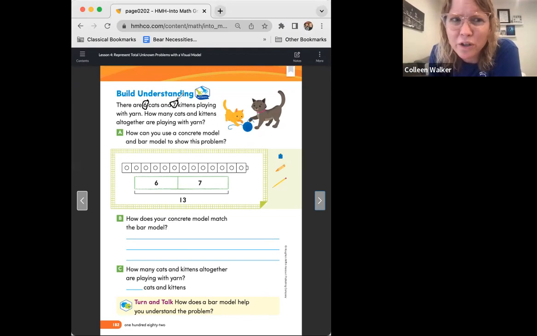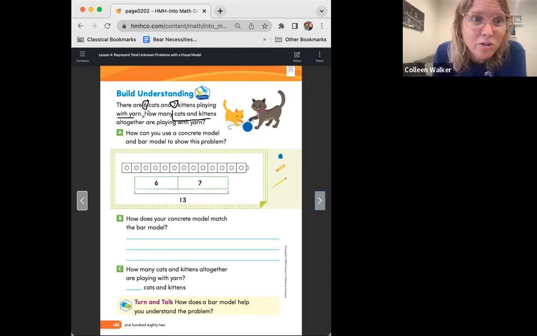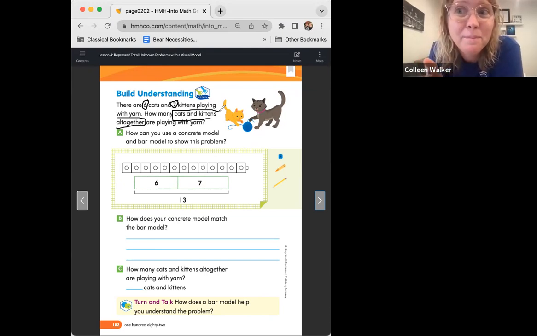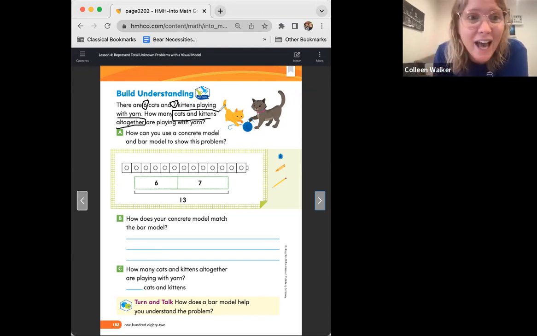Do you see any key words? How many cats and kittens all together are playing with yarn? Cats and kittens all together? Awesome. Those are clues that help us know we need to, what? Are we going to add or subtract? Yes, we need to add.